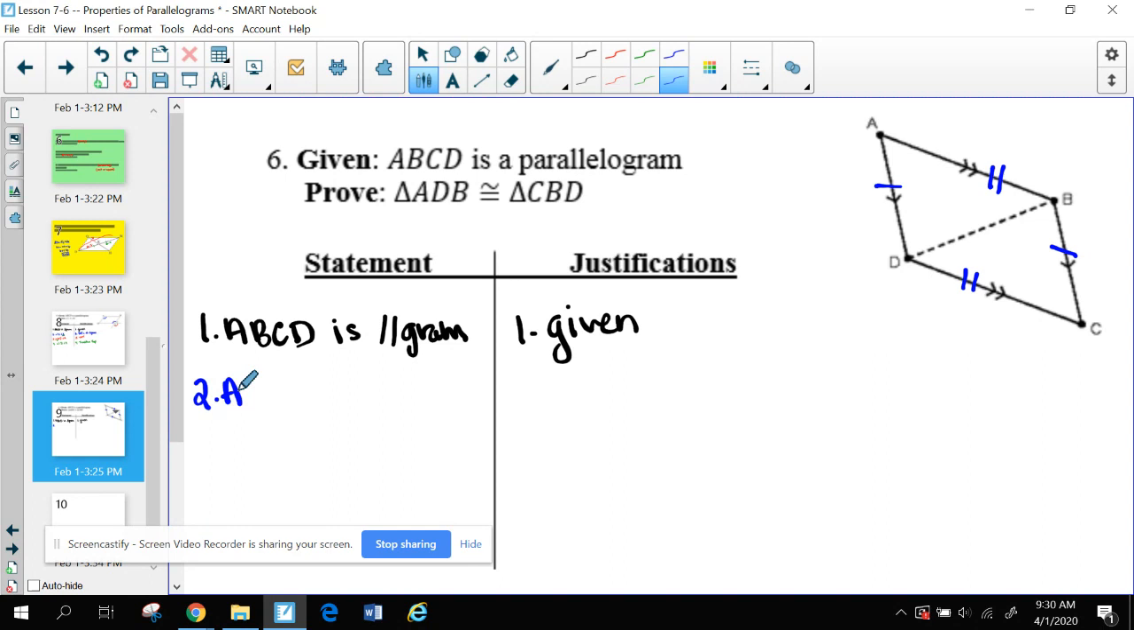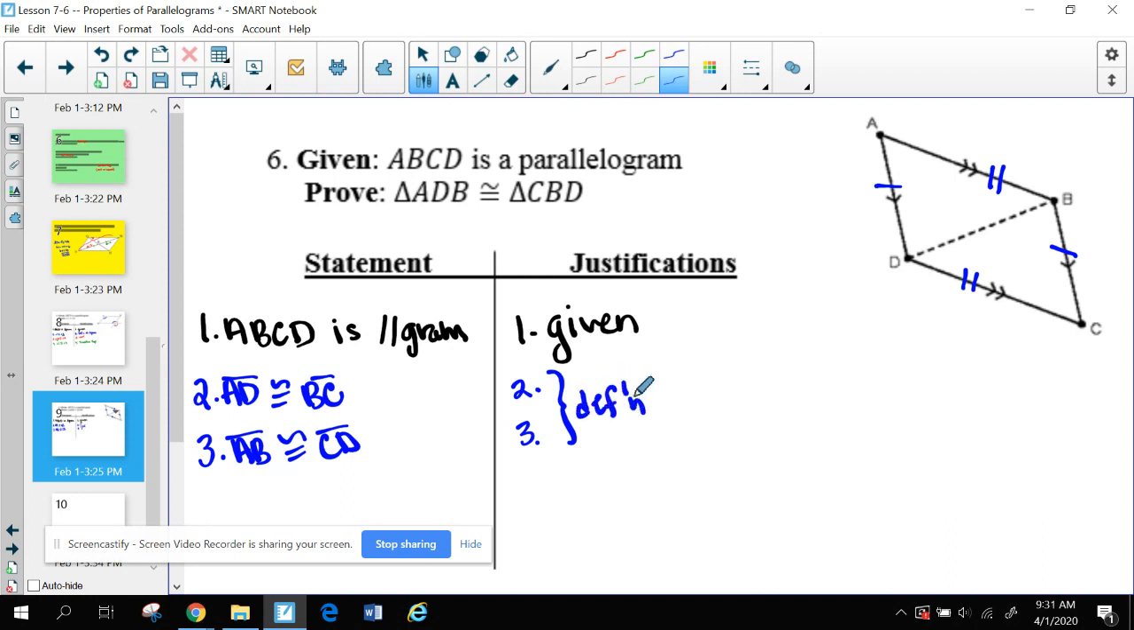So I'm going to go AD has to be congruent to BC. And I also know AB has to be congruent to CD. Both of these, I'm going to summarize them together. Both of these are by the definition of a parallelogram. Okay, and then we have some options. Okay, so I'm going to kind of do an or situation here.